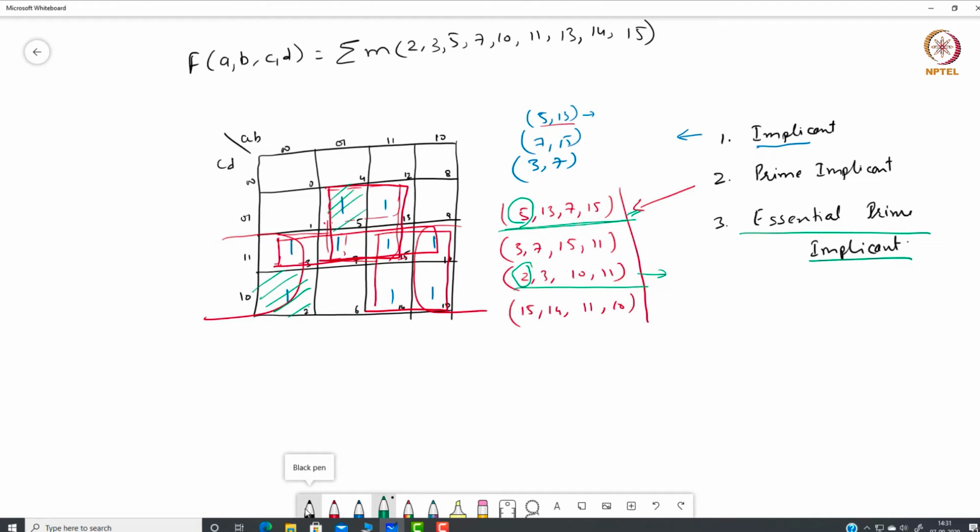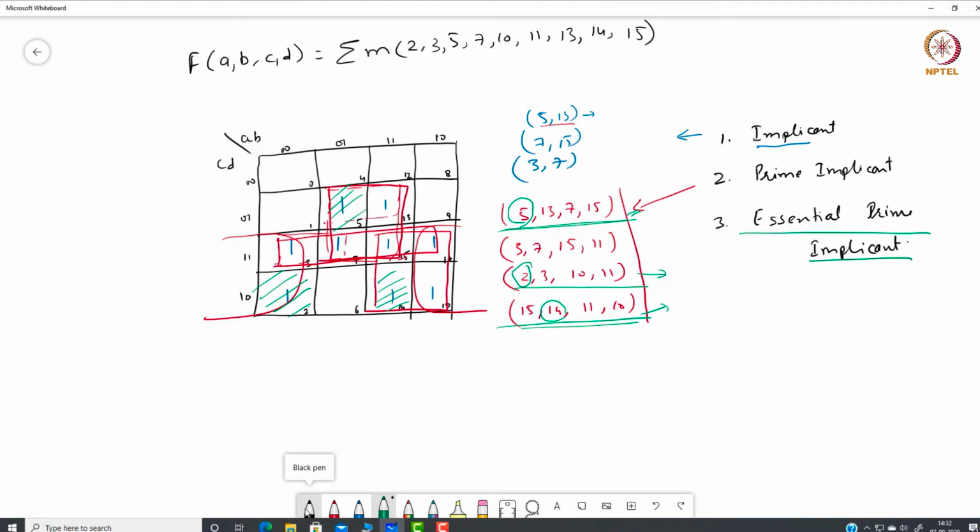Now let us see this one, 14. Because of 14, this particular prime implicant becomes an essential prime implicant. So the process is, first we find all the prime implicants, then we find the essential prime implicants. After finding the essential prime implicants, we see if we are able to cover all the min terms. If we are, then we are done. If we are not able to cover some of the min terms, then for the remaining min terms we will see what would be the optimal solution.